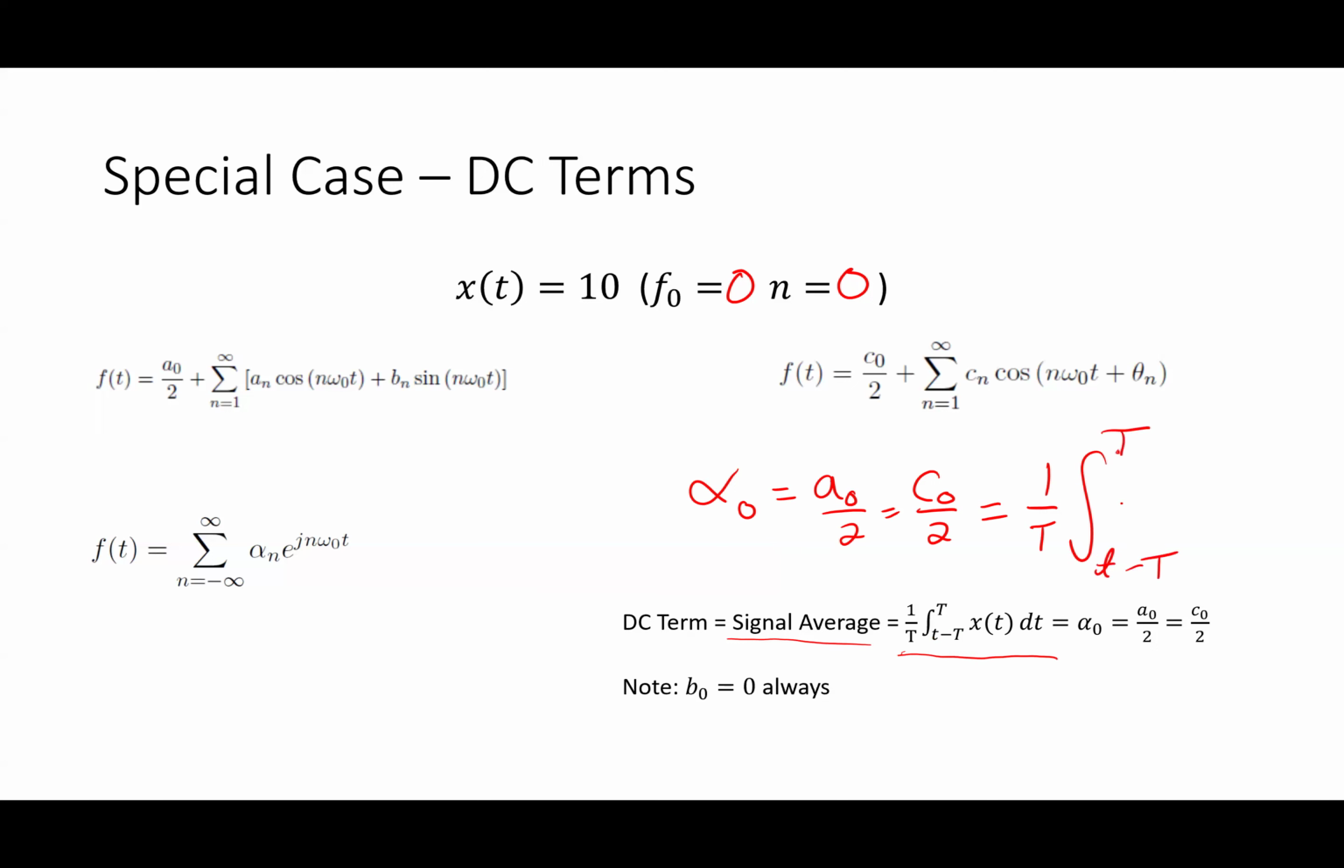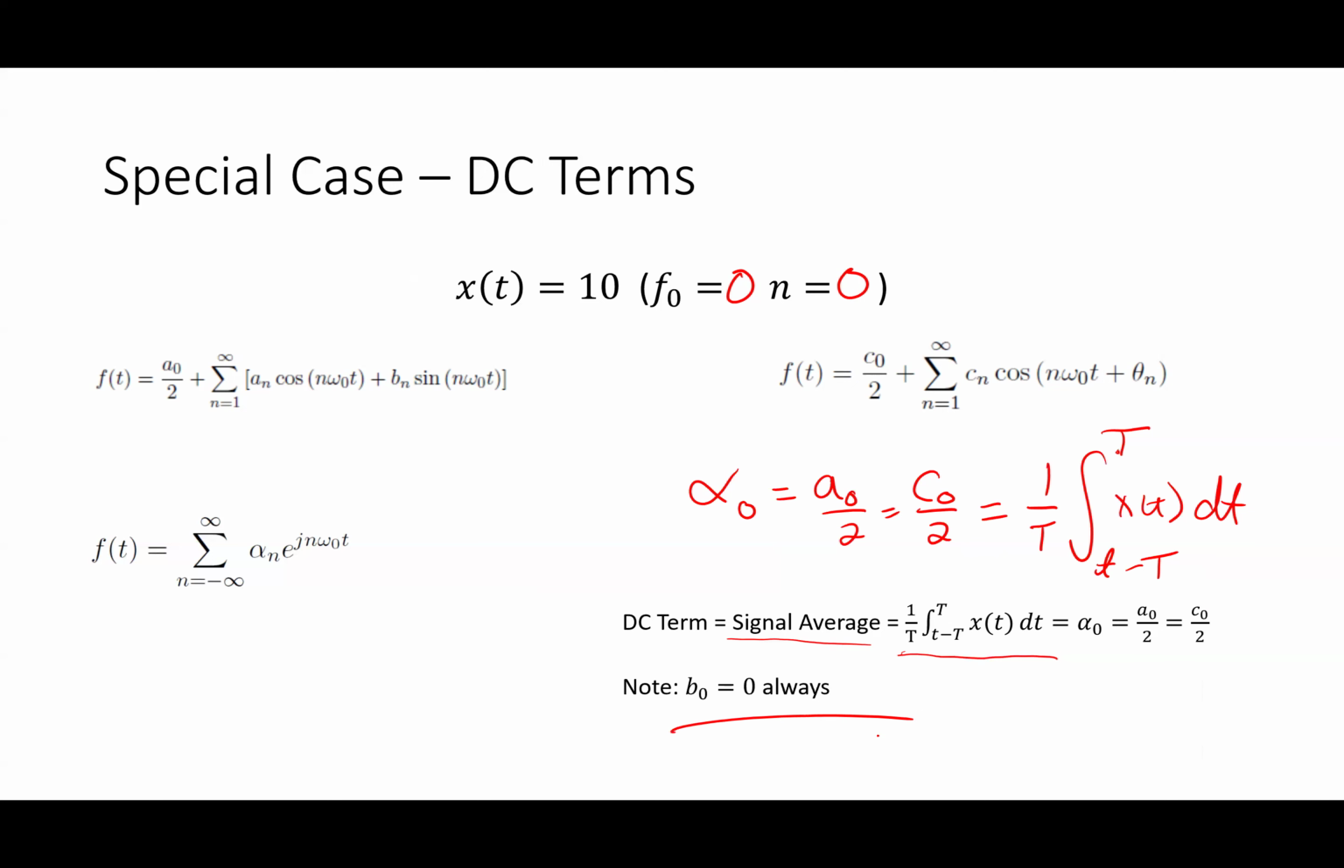I can sometimes say 0 to capital T. I can do it over any time period that encapsulates a period. So from minus capital T to capital T, or I could say 0 to T, or I could say negative T to 0. Different ways of doing it. I just usually choose the one that makes the most sense. And notice there's never a B0 term. By definition, that is 0. Okay. All right.